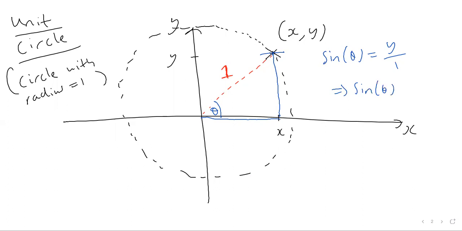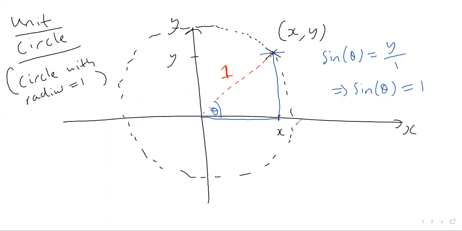So with a circle of radius 1, sine of this angle here, going anti-clockwise, starting from your x-axis and going around anti-clockwise, if you measure that angle and do sine of that angle, that's going to be equal to your y-coordinate on a circle with a radius of 1.